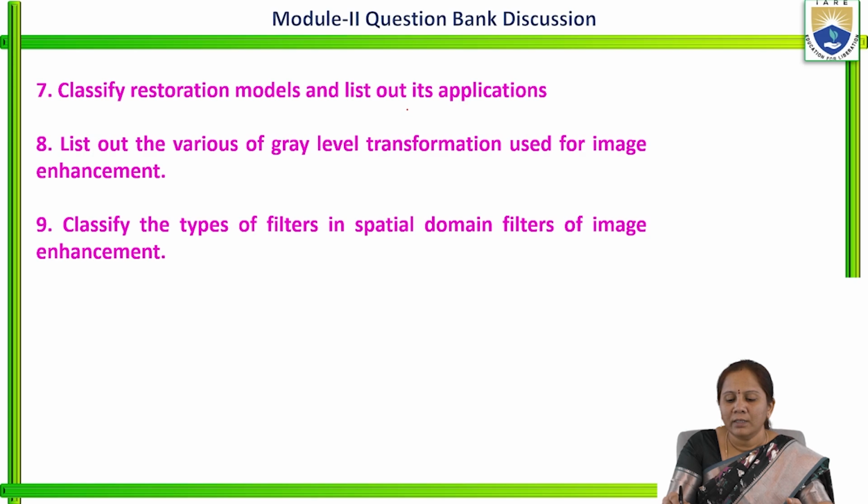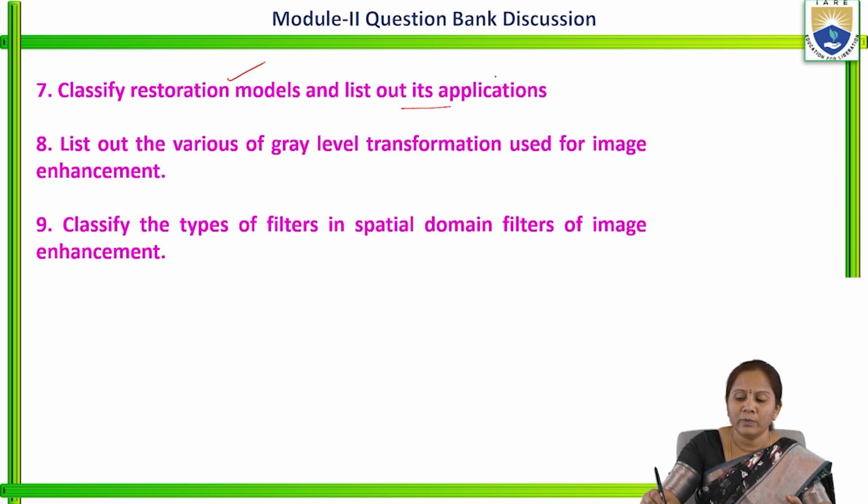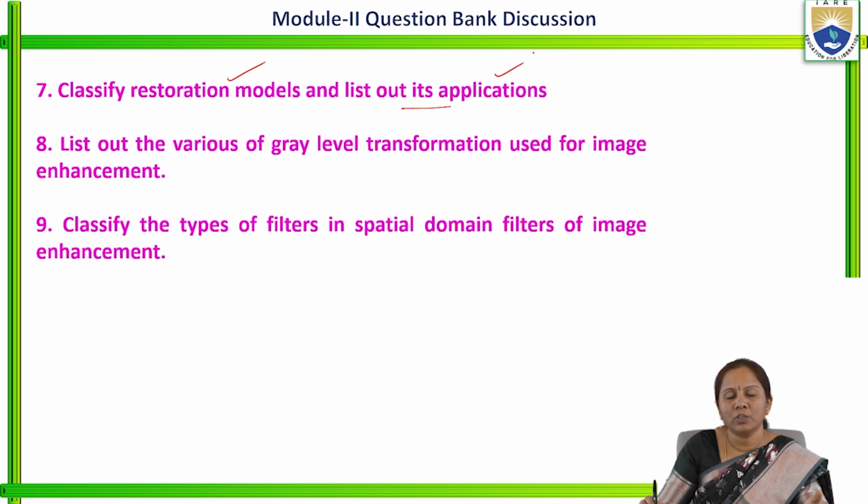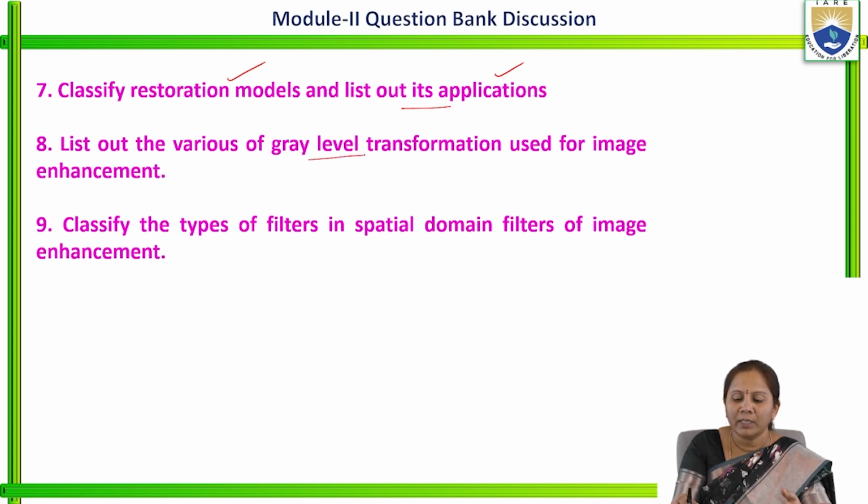So classify restoration models and list out its application. So we have to explain about different types of restoration models and for which type of restoration model can be applied in which type of application. List out the various gray level transformations used for image enhancement. So gray level transformations need to be discussed.